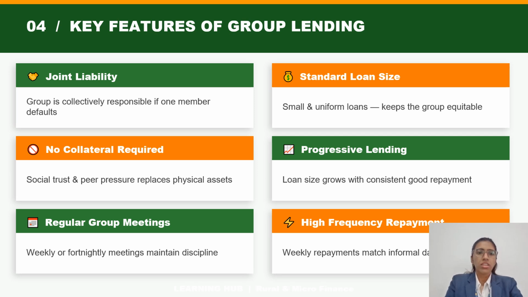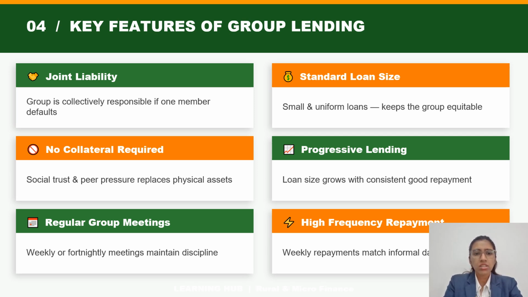Your notes list the 6 key features of the group lending model, and I'll walk you through them. The first is the joint liability. The group is collectively responsible for one member's default. This is the heart of the model. Second, no collateral. Trust and peer pressure replace the need for any physical asset. The third is the regular meeting. Weekly or fortnightly keeps discipline alive.